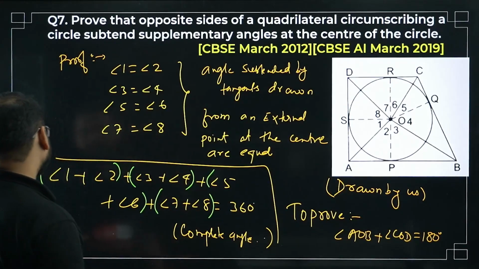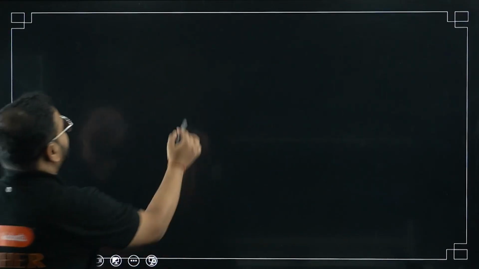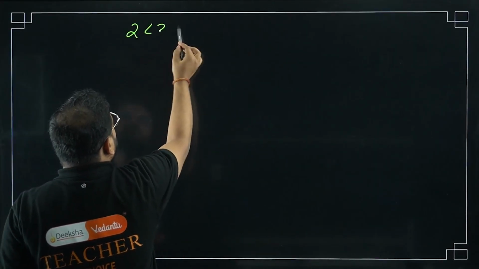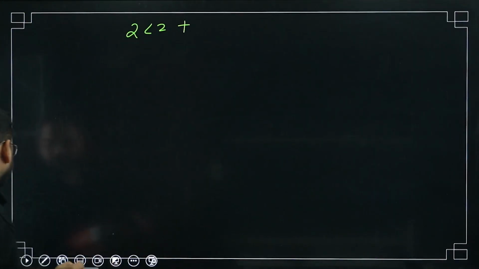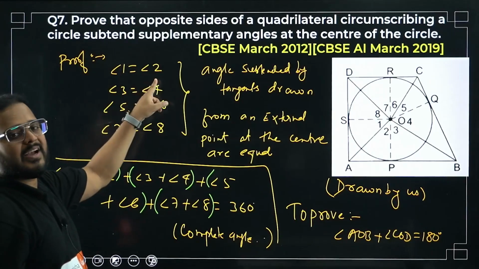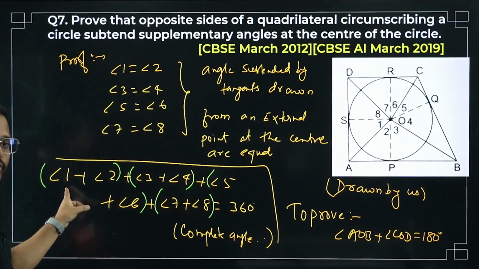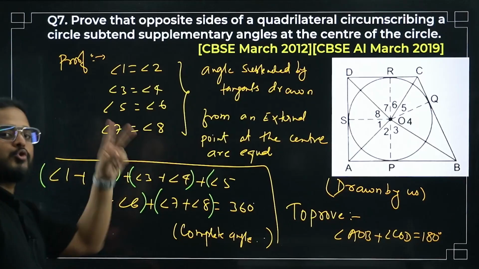You'll see now, okay? So it'll become twice of angle 2 plus. How does it come to twice of angle 2? Because angle 1 and angle 2 are equal, right? So I can write angle 1 as angle 2. It'll become angle 2 plus angle 2. So twice of angle 2.